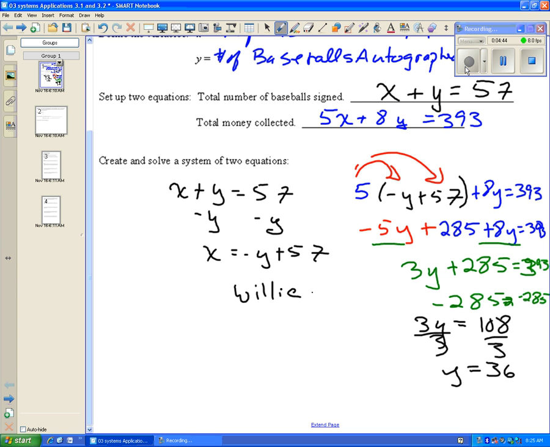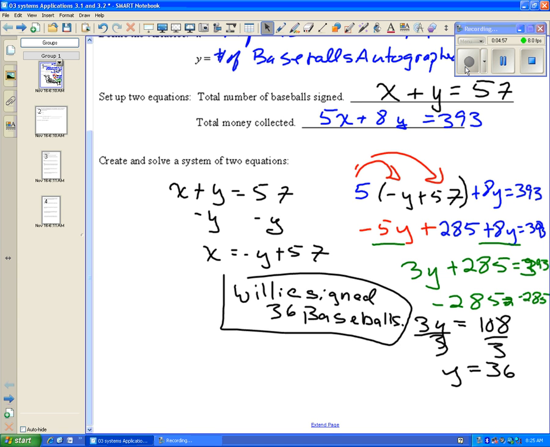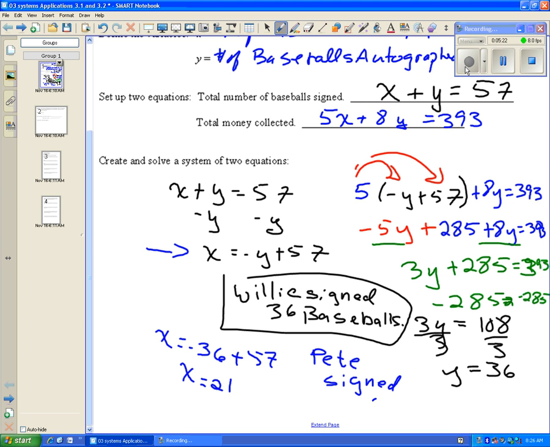So that tells me that Willie signed 36 baseballs. That's the first part of my answer. Now I need to find out how many Pete signed. So I'm going to come back to here and plug in 36 for y. So x is equal to negative 36 plus 57. It's a negative y, so it's a negative 36. So then x is equal to 21. So that tells me that Pete signed 21 baseballs.